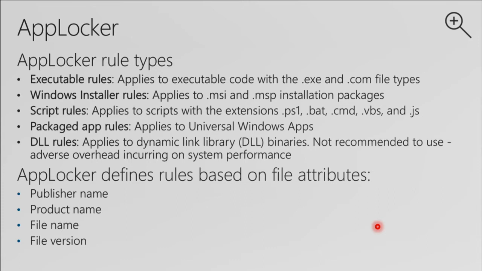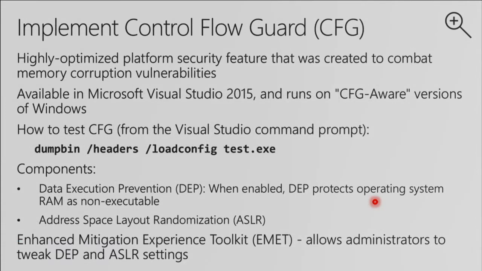You can establish different rules for executable files, for Windows installer files, for scripts, including PowerShell scripts, for packaged app rules, for universal apps, DLL rules as well. So we have more options to build dedicated rules for separate types of files. Attributes: file version, file name, product, publisher name, and so on. Well, not insisting here because AppLocker should be very familiar to all of us.